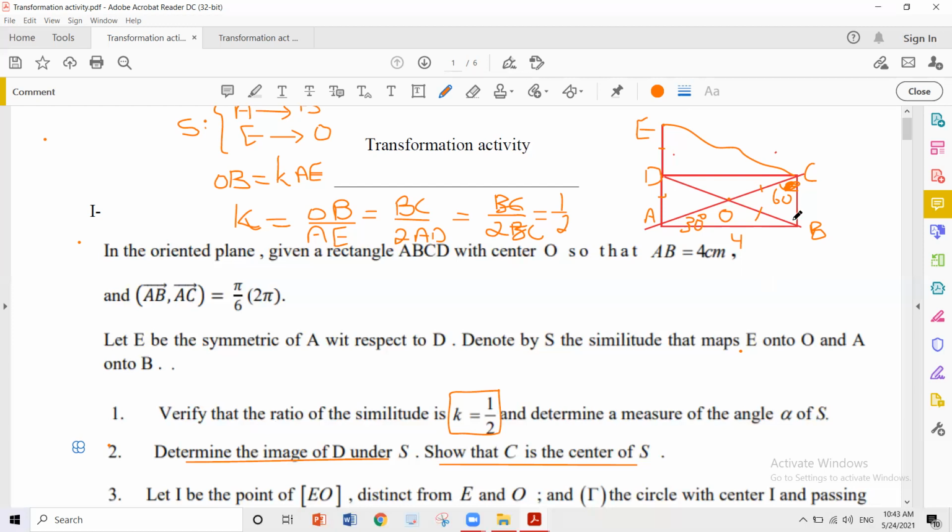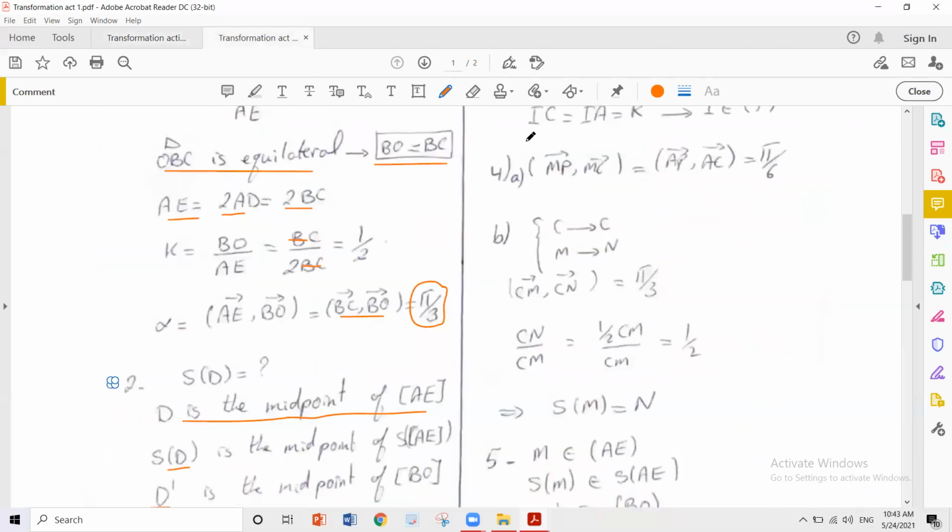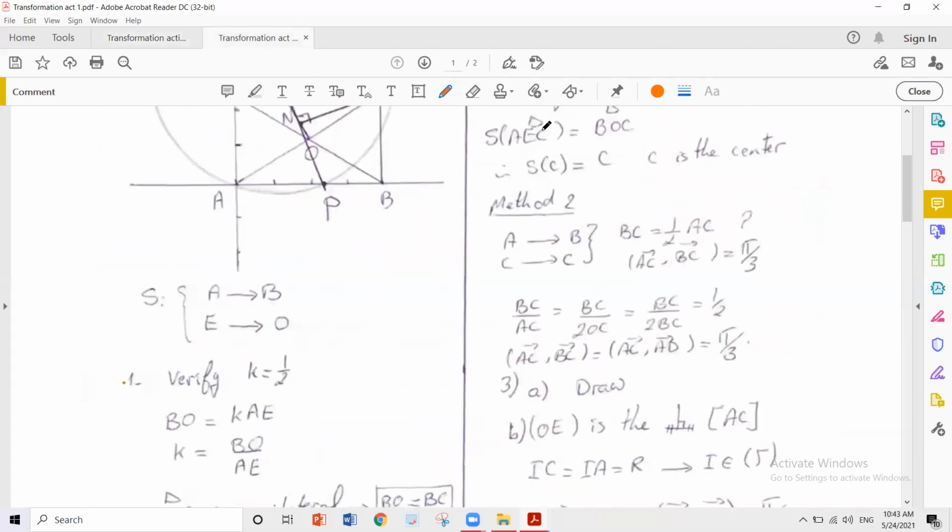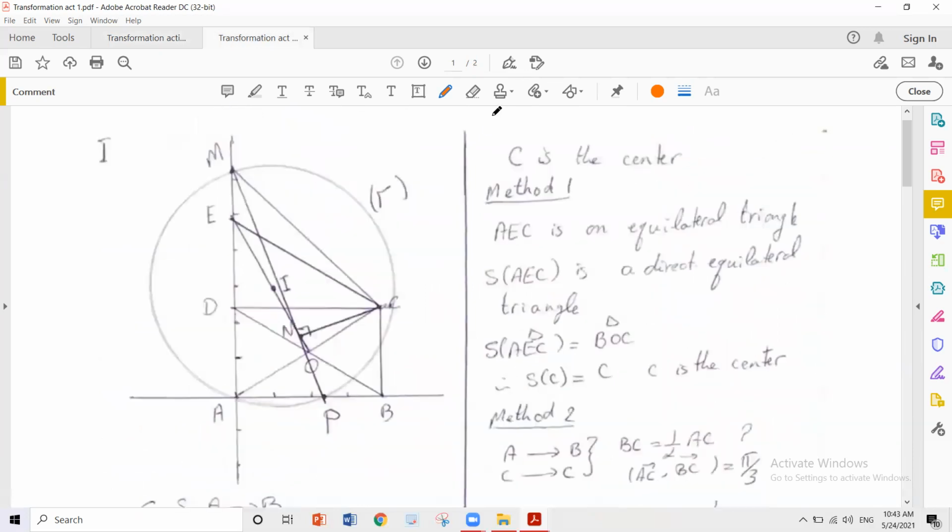EAC becomes OBC. Then S of C equals C, and C is the center. I will do it with two methods. First method. So we are going to verify that C is the center. Method 1.